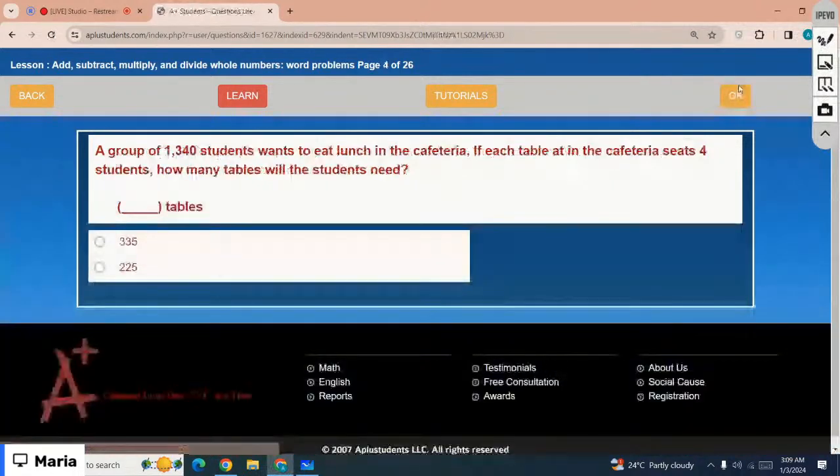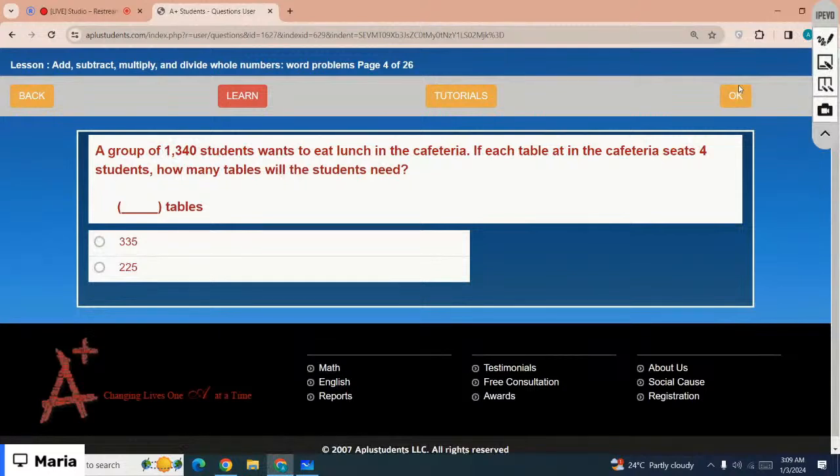A group of 1,340 students eat lunch in the cafeteria. If each table at the cafeteria seats 4 students, how many tables will the students need? Whenever you need to calculate something for one table, one person, one car, like this, you always have to divide, right?